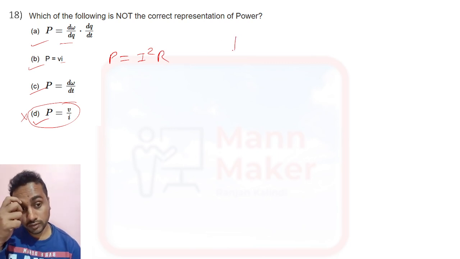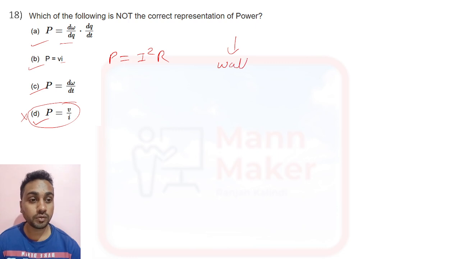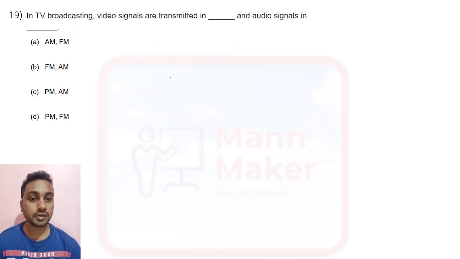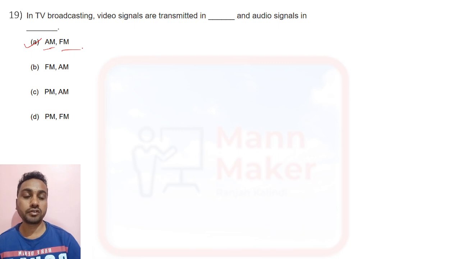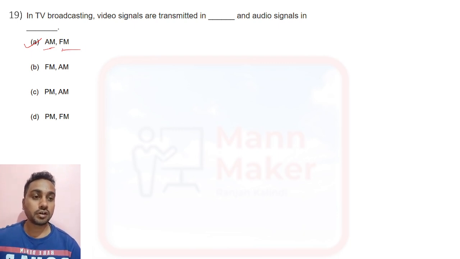The unit of power is what? The unit of power is watt. The SI unit is watt. So this much only. In TV broadcasting, video signals are transmitted in dash and audio signals are transmitted in dash. For video signal we are using AM, and for audio signal we are using FM. Option A is the right answer. Amplitude modulation is used for video signal, and frequency modulation for audio signal.